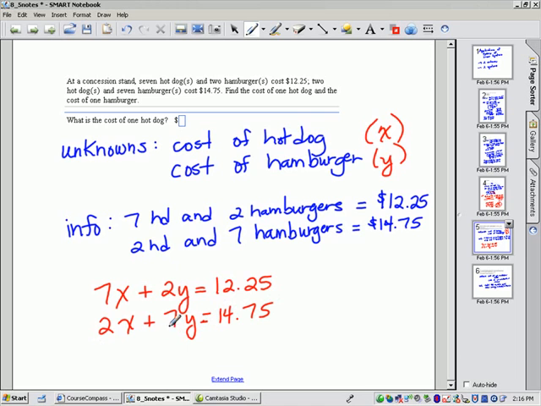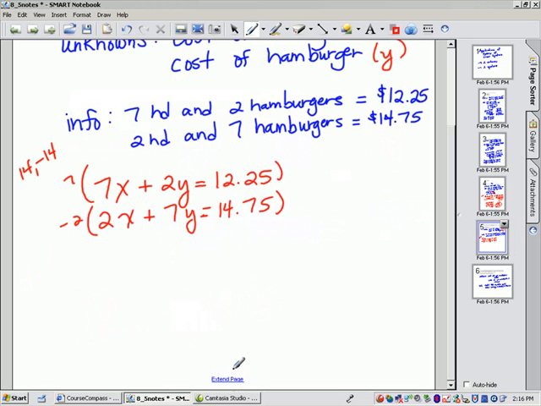So we need a number that both 7 and 2 go into, which is 14. So we need a positive 14 and a negative 14. If we multiply the top equation by 7 to get our 14, and the bottom equation by negative 2 to get negative 14, we will get these equations.